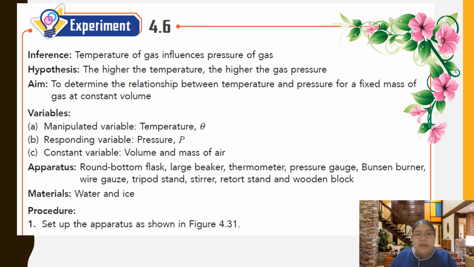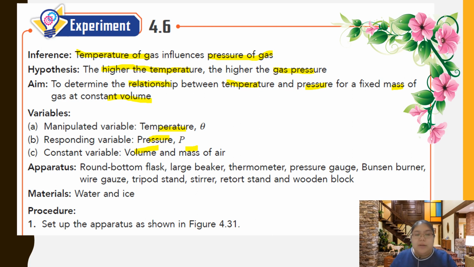For the inference, we start with the temperature of the gas. What can we control? We control the temperature. The temperature of the gas influences the pressure of the gas. So the pressure should be the responding variable and the temperature should be the manipulated variable. The higher the temperature, the higher the gas pressure. To find the relationship between temperature and pressure, the mass and the volume must be kept constant. Manipulated variable: temperature. Responding variable: pressure. Volume and mass are constant variables.